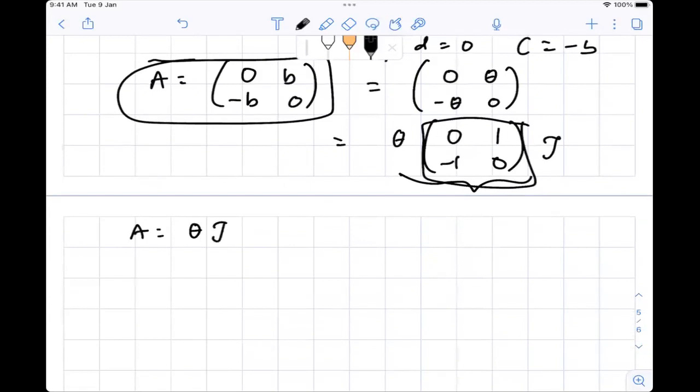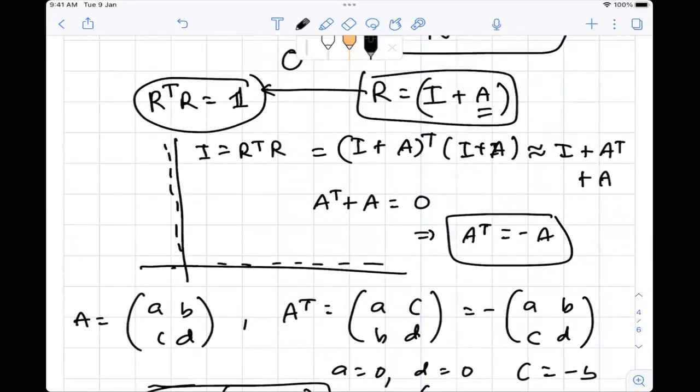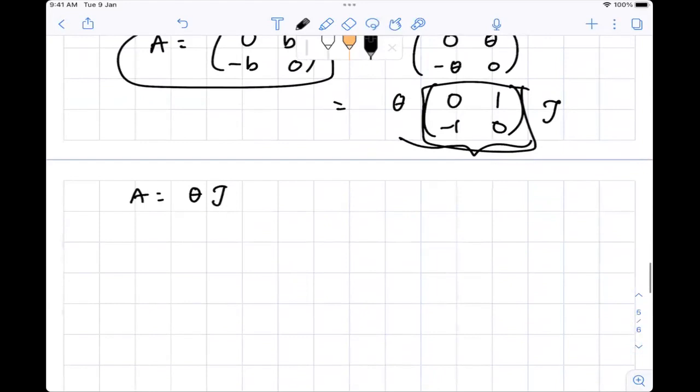Because I've written R equal to I plus A, you do it many number of times, then you can generate a finite rotation. Now I'm only talking about infinitesimal rotation, that's very small. Let's say if you want to rotate by 30 degrees, you are doing a 30 over 10,000 degree rotation, and you will do it 10,000 times in order to get to your final rotation. So then R is equal to I plus theta J.